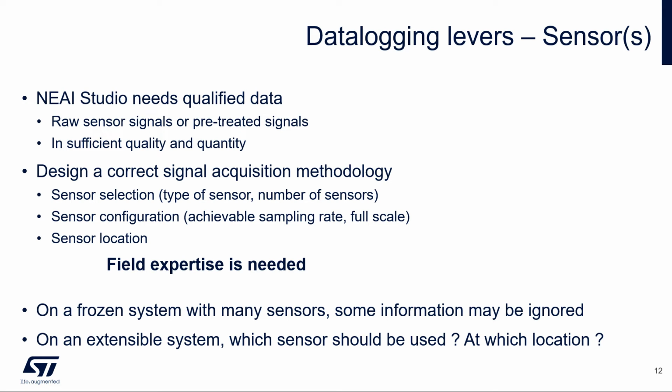In the second situation, on an extensible system, where sensors can be added to monitor a pump or a motor, for example, which sensor should be used? Keep in mind that more than 80%, maybe 90% of anomaly detection is achieved efficiently with vibration or current sensing. How many sensors should be used and where to position them on the system is critical, and this cannot be answered by the NanoEdge AI Studio. This has to come from the field directly, from experts.